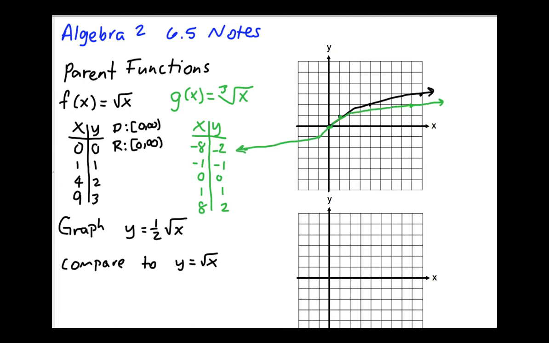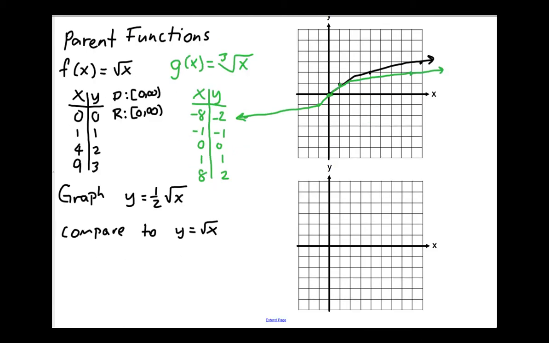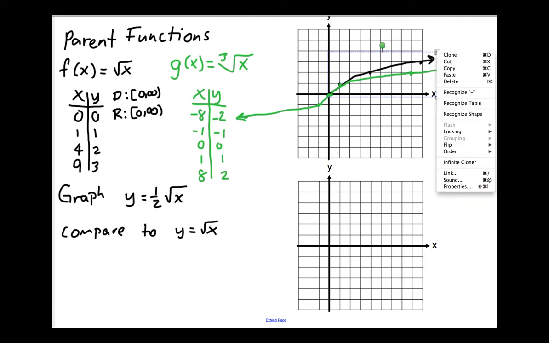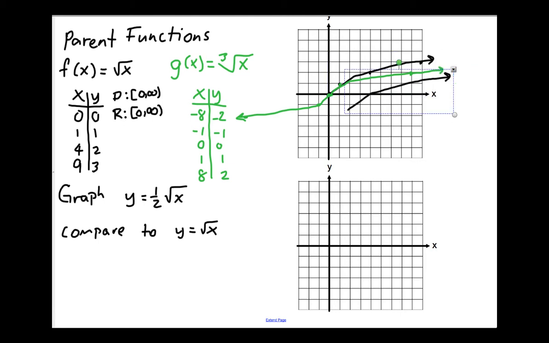And so that's why these are called parent functions, because it doesn't matter where they go, they have the same shape. So if I'm asked to graph y equals 1/2 the square root of x, then what I could do is compare it to y equals the square root of x. This is my square root of x function, and it's going to look like this about. And so if I look at 1/2 the square root of x, then think about what you're doing. You're basically taking 1/2 of each y value. So if I look at my x and y chart, at 0, I'm at 0.